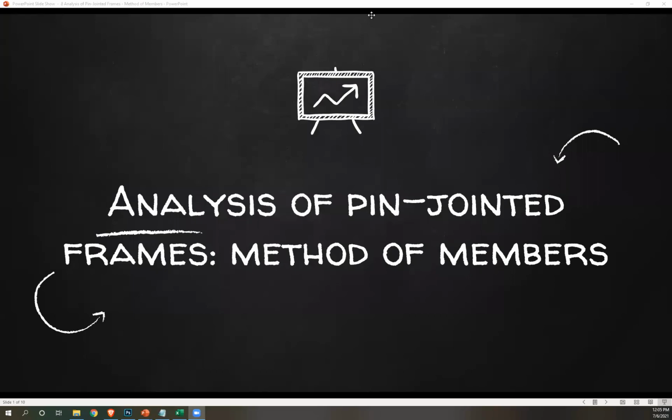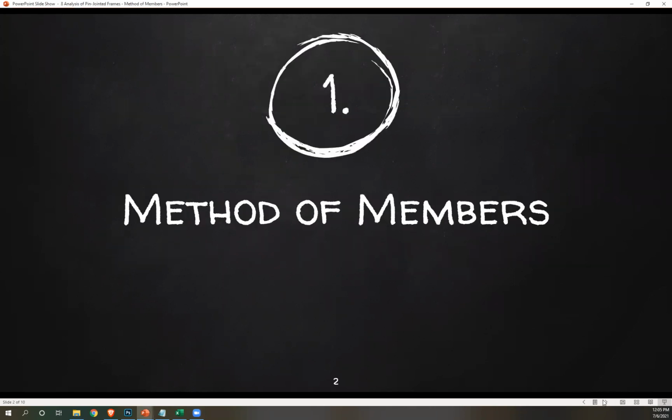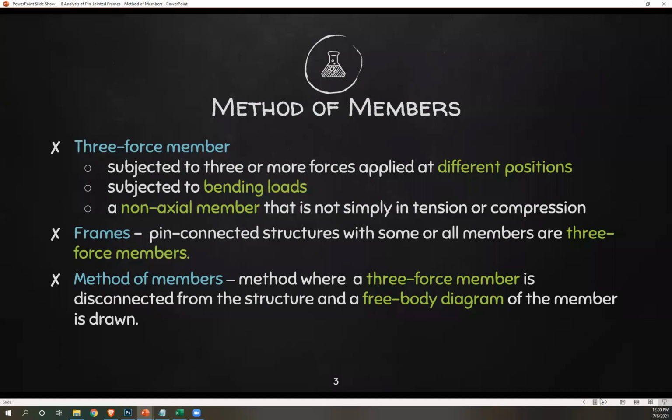Topic for today is analysis of pin-jointed frames and method of members. So previously we had method of joints, sections, and then the last analysis of structure is method of members. So introduction. Before we start doing method of members, let's start with a few definitions of terms.